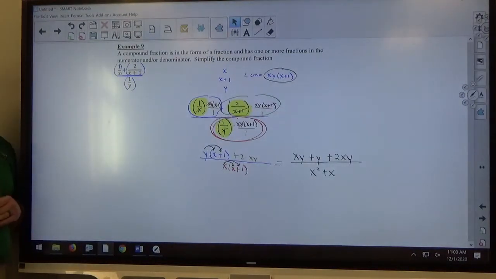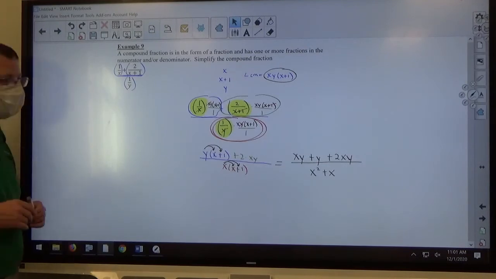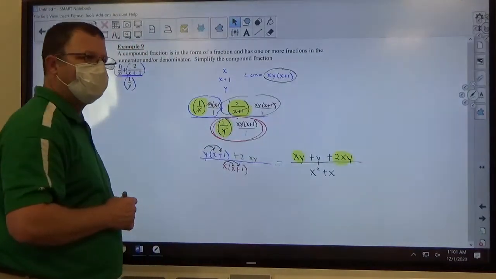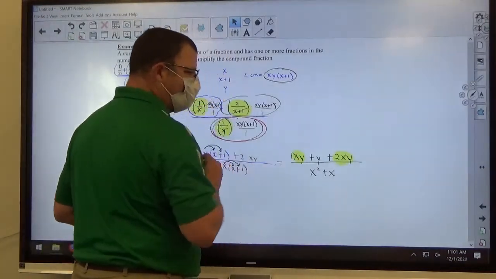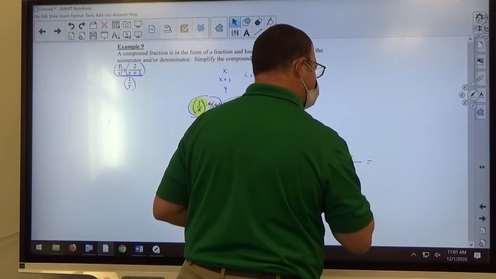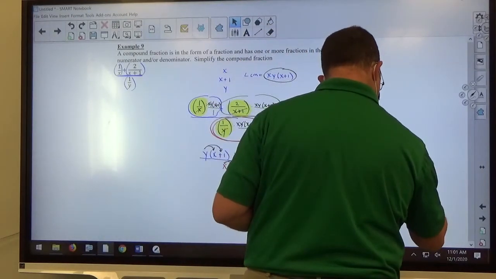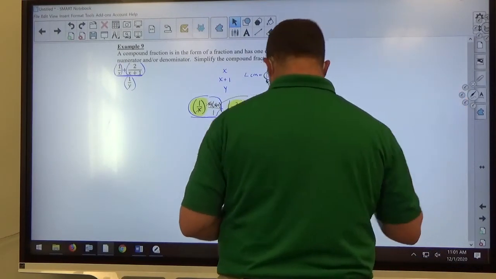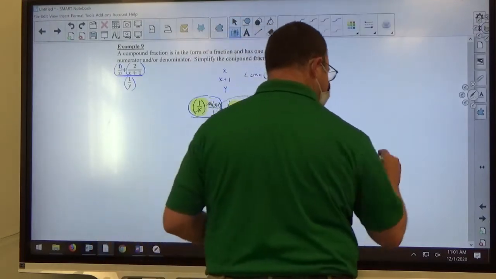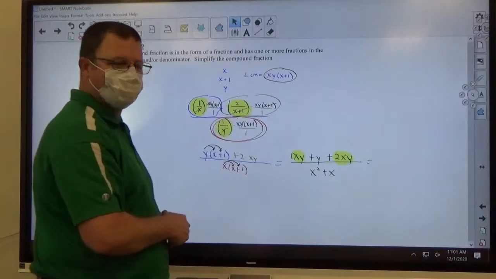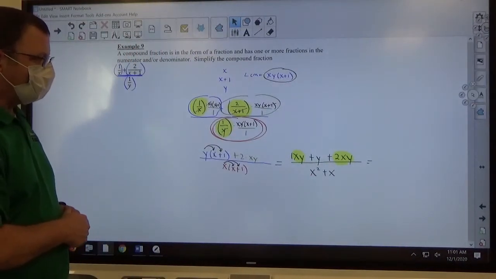That may very well be the end of the problem at this point, but then the last thing we look for is if there's any like terms, we've got to deal with that scenario. And you'll notice that xy and 2xy are like terms, right? xy is 1xy. We're adding it to 2xy. Both are positive, so we're going to get positive 3xy. Well, pretend it says 3xy plus y on top, and x squared plus x on the bottom.